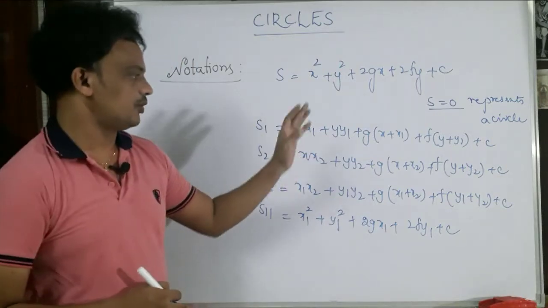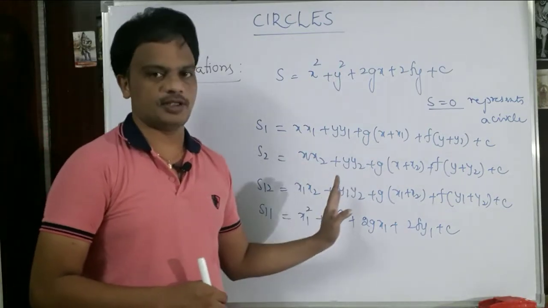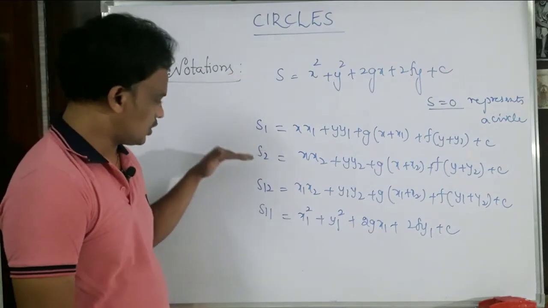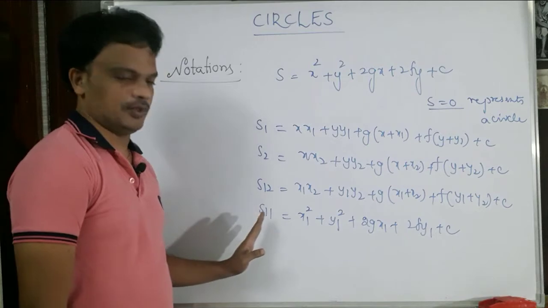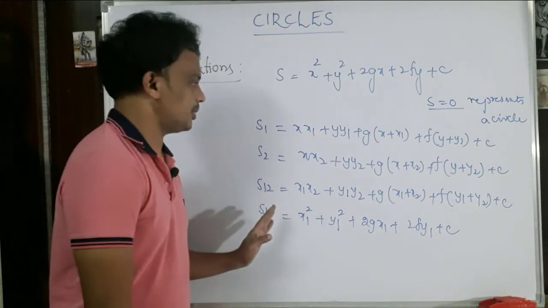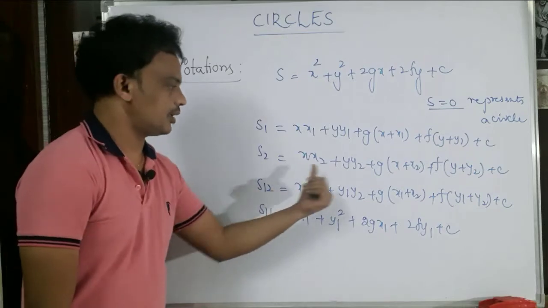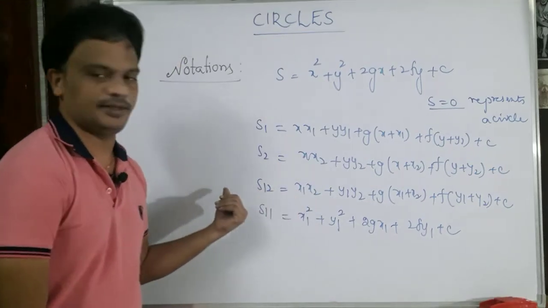Throughout the chapter, without writing the total expansion, we can simply write S, S1, S2, S12 or S11. Make a note, students. This will be useful. Now, the next topic.